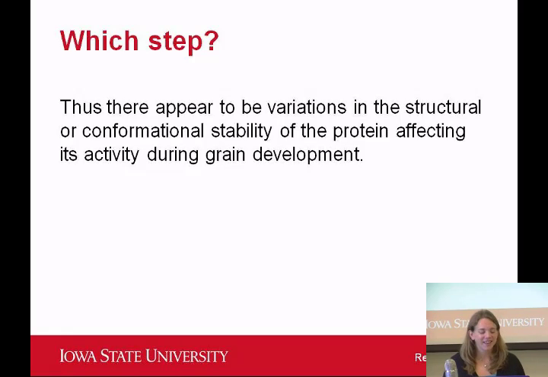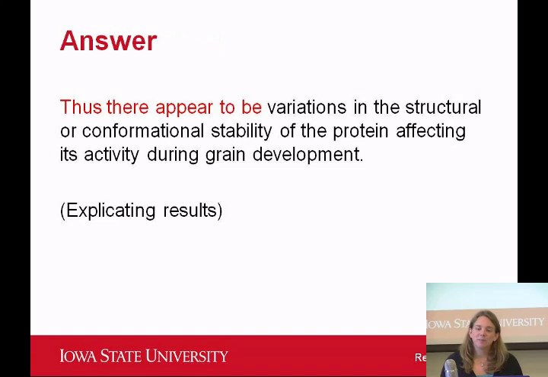Okay, let's look at this one together. This one says, "Thus there appears to be variations in the structural or conformational stability of the protein affecting its activity during grain development." Okay, did you have an idea? This is a good example of explicating results. We've got here, "thus there appears to be variation." We have something that really is starting to expound on, to provide more information about what's going on in the results. Okay, here's your next one.